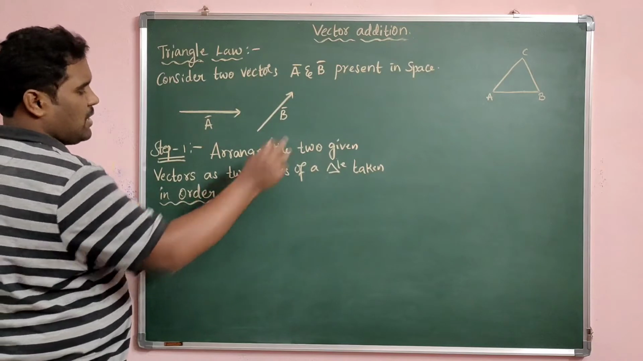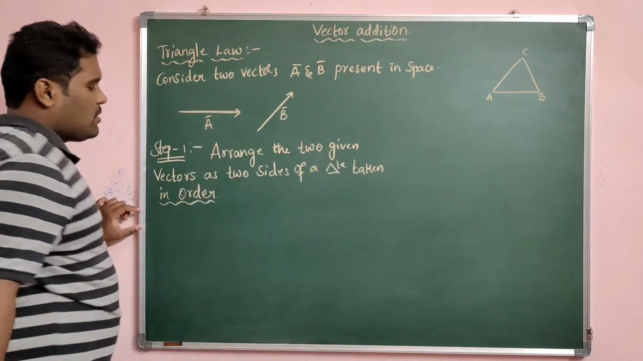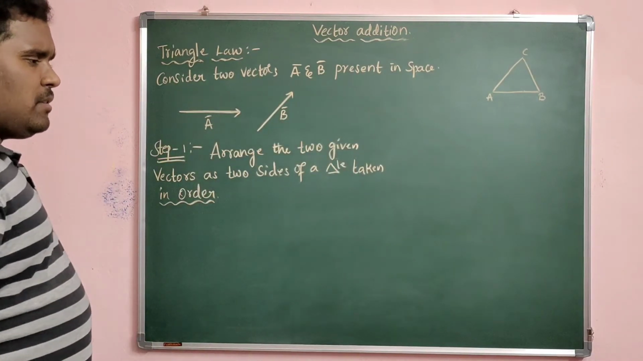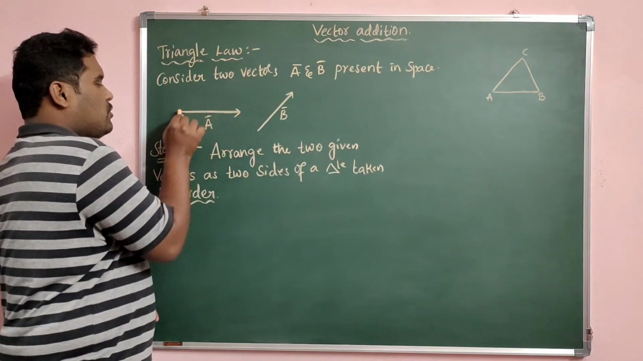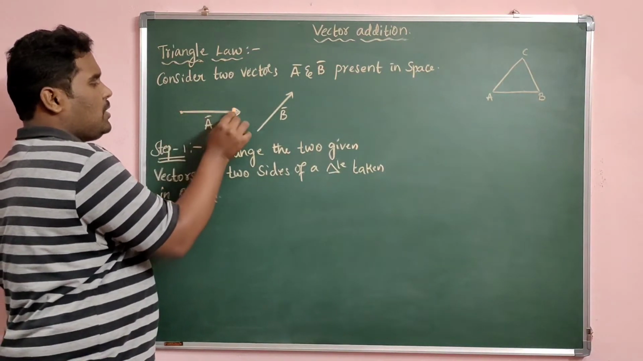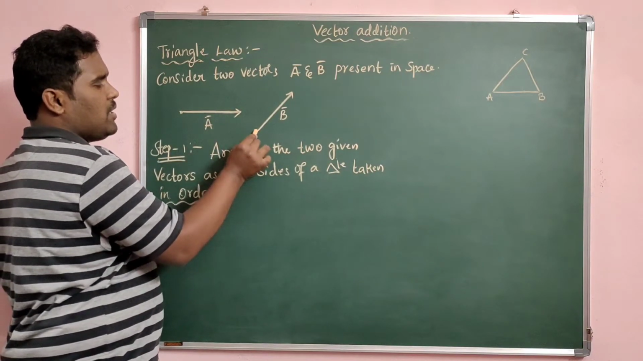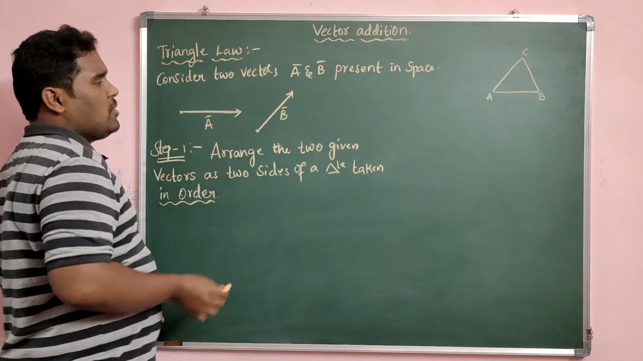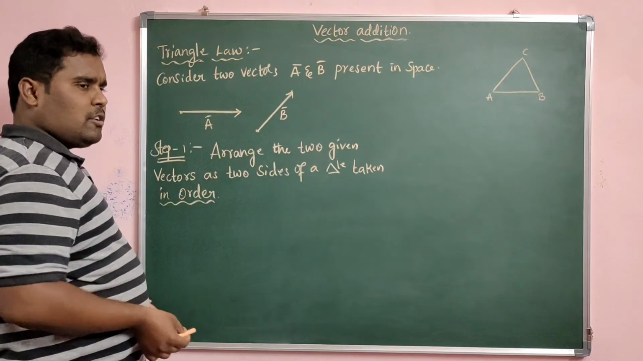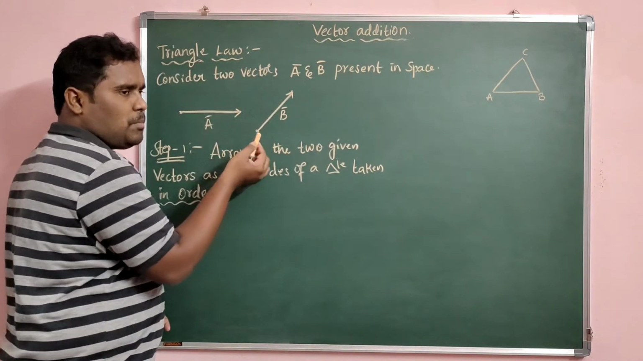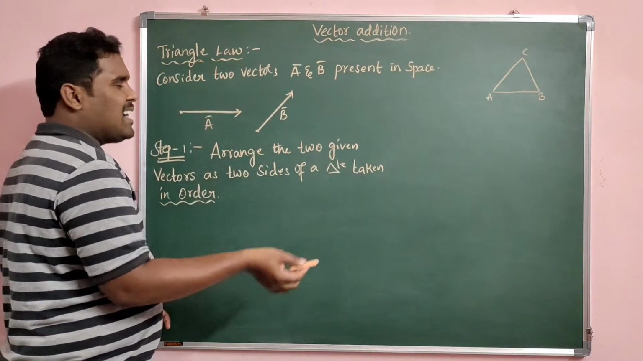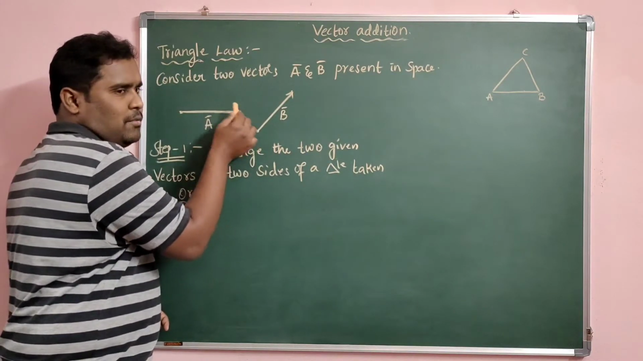That's why I explained it initially there. Taken in order means how you want to take this one. See here, a vector contains two positions, right? One is the initial point, another one is the terminal point. So two vectors to be taken in order means the second vector's initial point should be at the terminal point of the first vector.